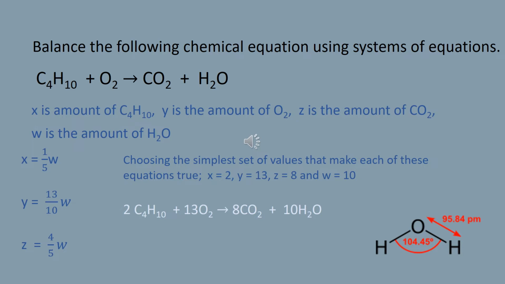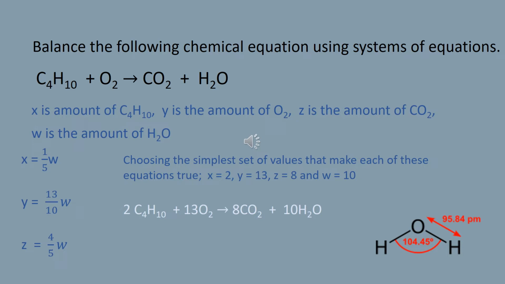And notice if you take 2 times 4, you get 8 on the left side, and then over on the right side, I have 8 times 1 carbon, so the amount of carbon on the left equals the amount of carbon on the right. 2 times 10 is 20, and on the right-hand side, 10 times 2 for the H2O is 20, so there's the same number of hydrogen on both sides. And then 13 times 2 is 26 on the left for oxygen, and 8 times 2 is 16, but then 10 times 1 is 10, and 16 plus 10 is also 26.